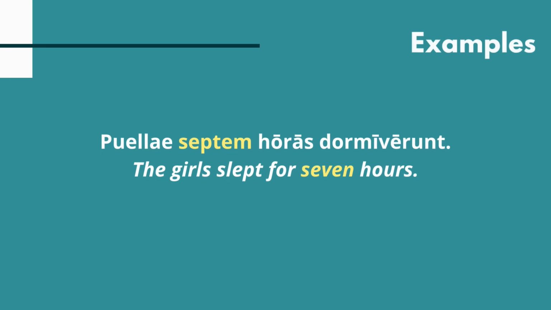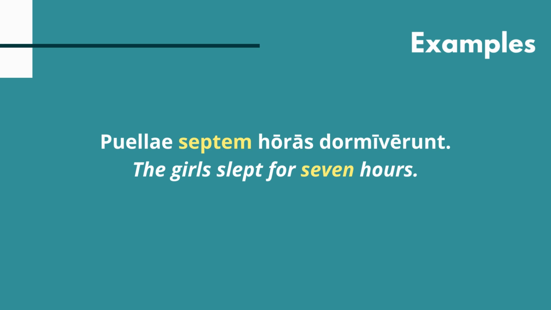So here we have puellae septem horas dormiverant. So you're saying the girls, right? They slept for 7 hours. It's the accusative of duration, right? Horas is accusative, so septem is going with it. It doesn't need to match in case, number, gender because 7 is not one of the cardinal numbers that has case, number, gender. It's just septem, right?